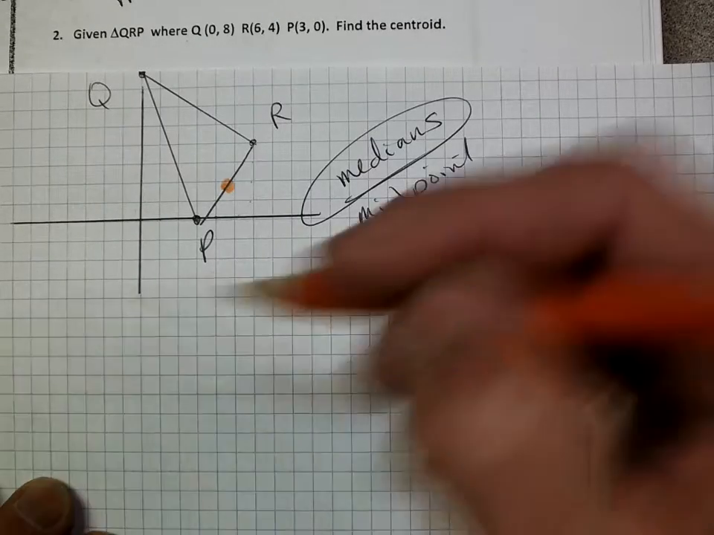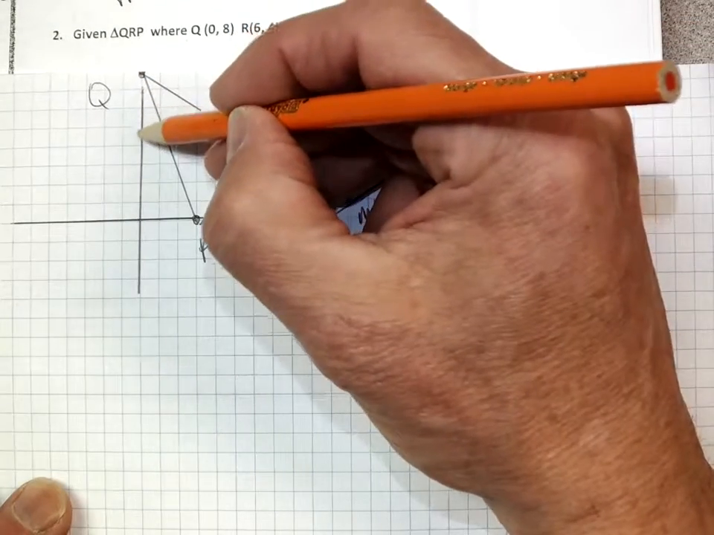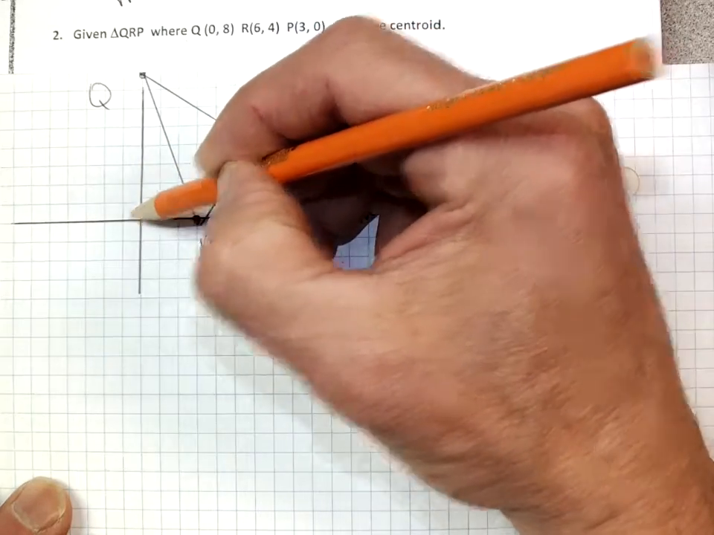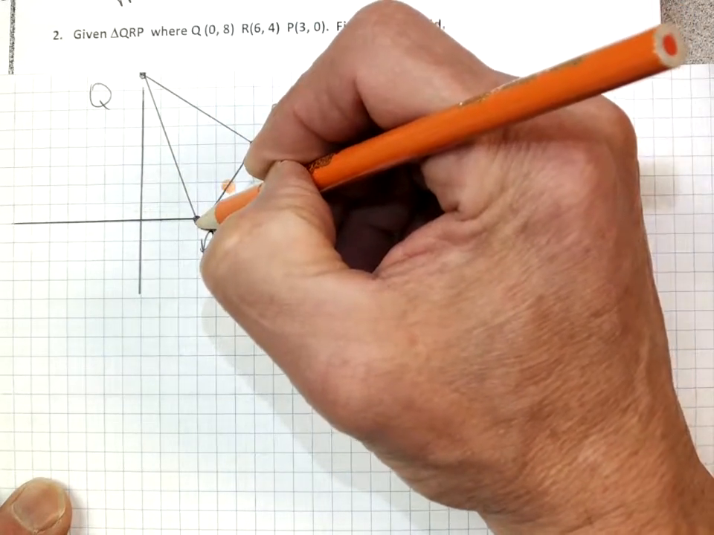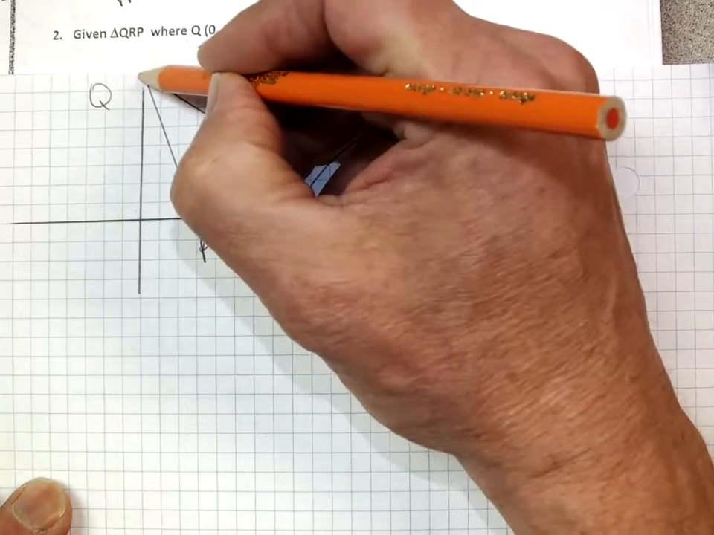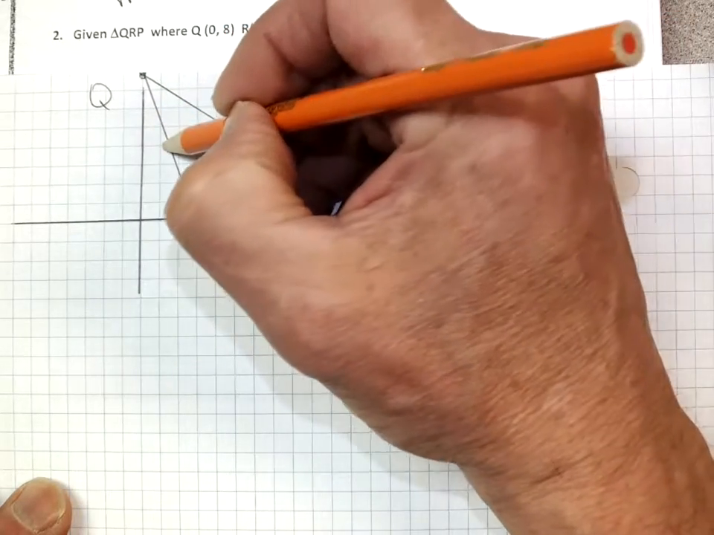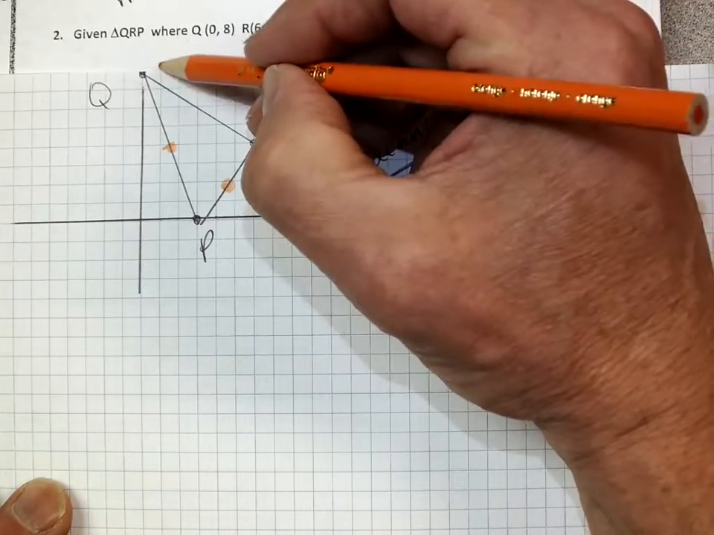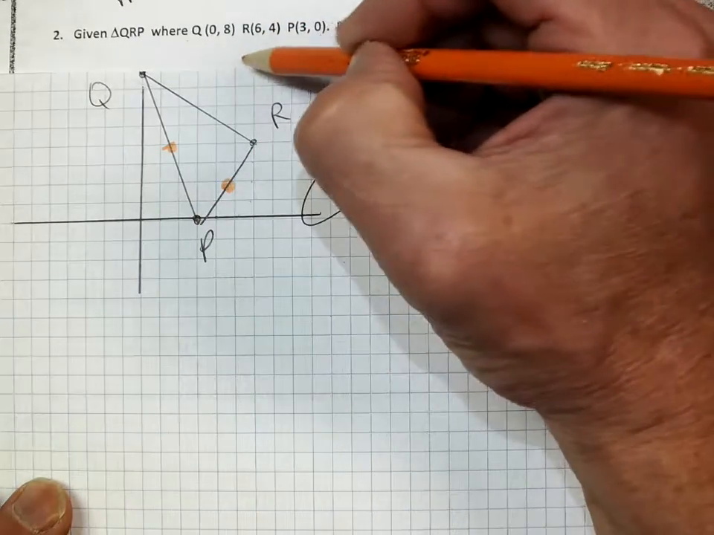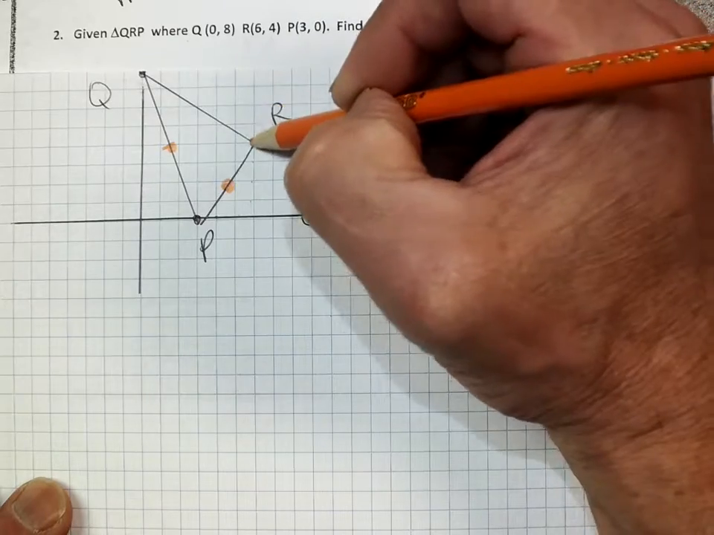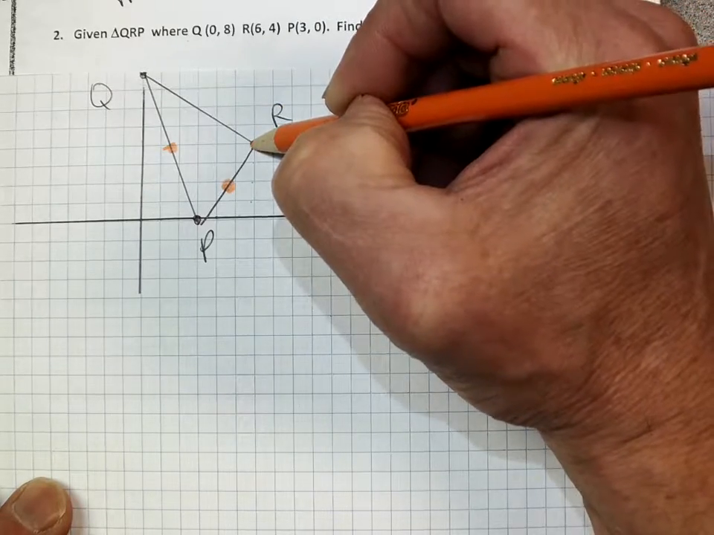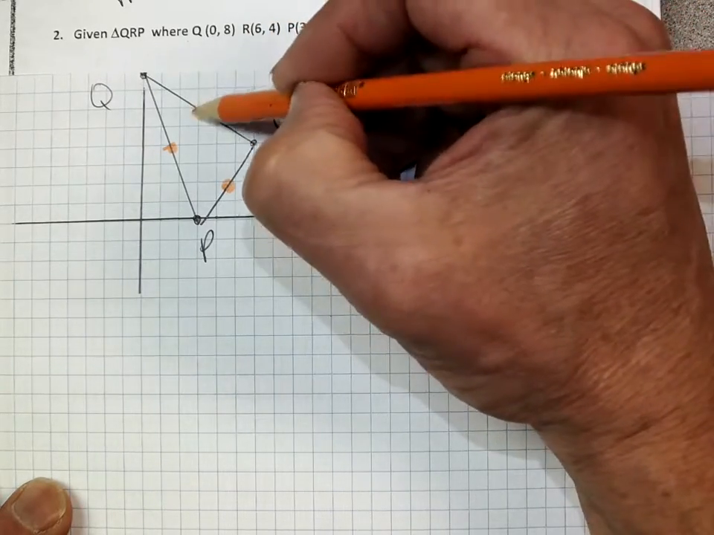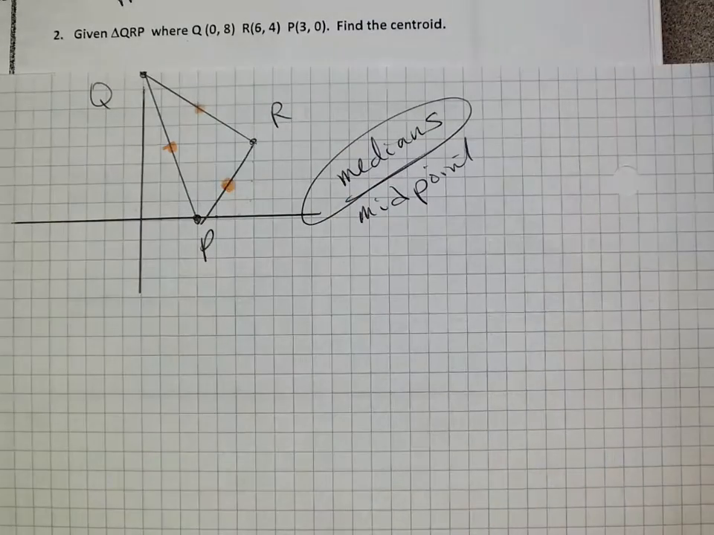And then let's see, QP down 1, 2, 3, 4, 5, 6, 7, 8. 1, 2, 3. So let's go 4 and 1.5. 1, 2, 3, 4 and 1.5 is right about there. Okay, and find the midpoint of this one. Let's see, 1, 2, 3, 4, 5, 6. 1, 2, 3, 4. So let's go 3 and 2. 1, 2, 3 and 1, 2. Okay, so those are the midpoints. So let's just draw in all of our medians.